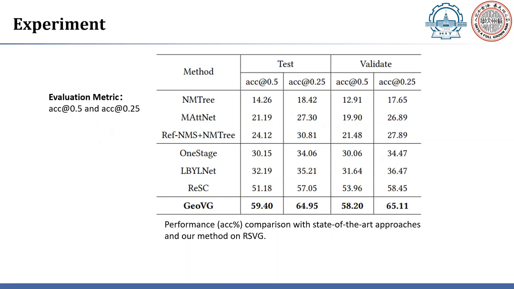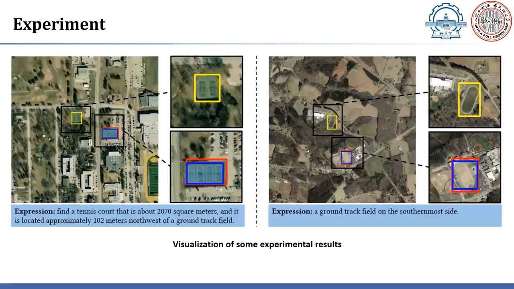We compare our method with two-stage methods and one-stage methods. We adopt accuracy at 0.5 and accuracy at 0.25 as our metrics. The accuracy of our method is reported in the table. From the results, we can observe that our proposed method yields better performance than other baselines. We visualize the results of our method and the baseline method as shown in the figures. We can observe that our method has better performance than the baseline method in visual grounding in remote sensing images.